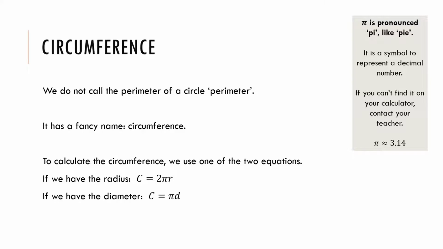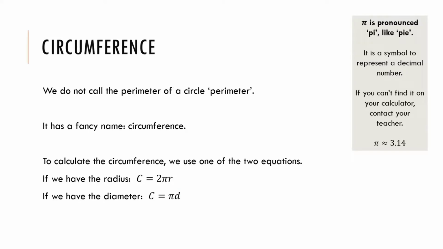So in order to calculate a circumference, we use one of two equations, and it depends on what information we have. So if we have the radius, C, or circumference, is equal to 2 times pi times r. And if we have the diameter, C is equal to pi times d. And you're thinking, well, that's all well and good, but what's pi?